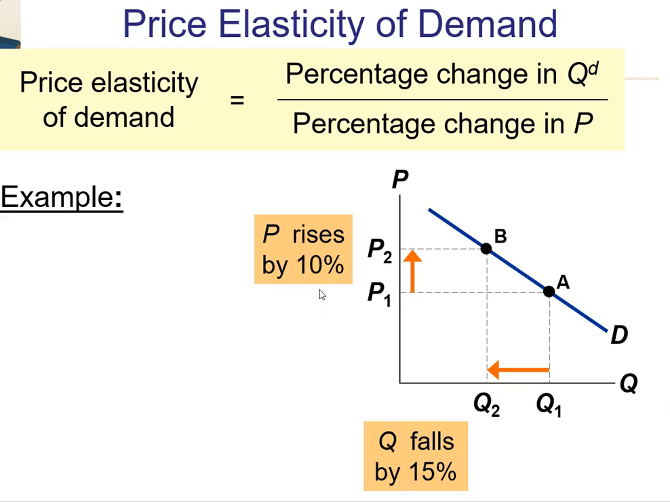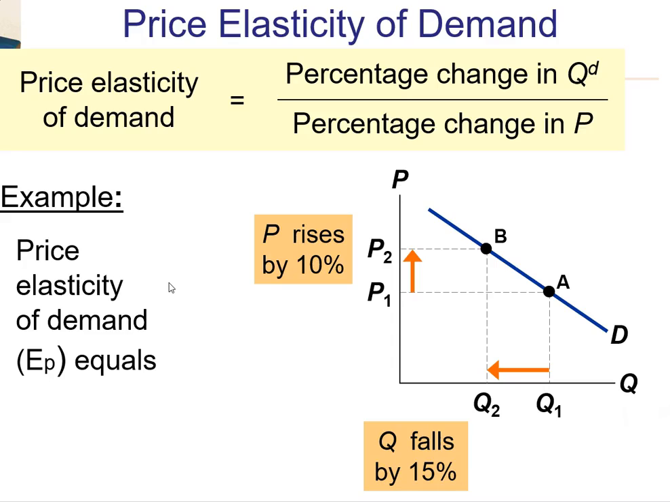We can be more precise. We can put this percent change in the numerator. We can put this percent change in the denominator to find an estimation of the price elasticity of demand. These numbers, the price elasticity of demand, will always be negative because your quantity demanded is always going to move in the opposite direction as price.